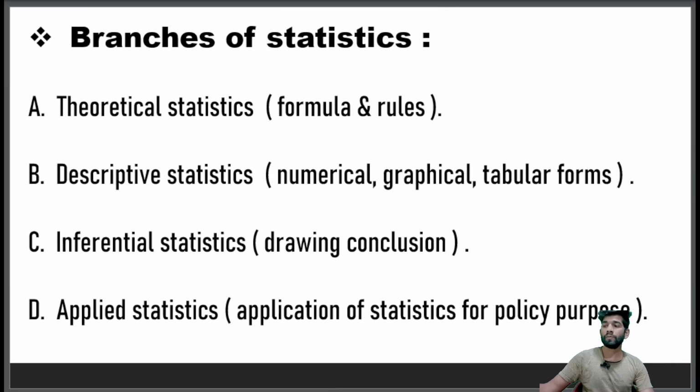Next, we can see the branches of statistics. The first one is theoretical statistics, which includes formulas and rules. The second one is descriptive statistics, which includes numerical, graphical, and tabular forms, meaning numbers, graphs, or tables. The third one is inferential statistics, in which we draw conclusions. The last one is applied statistics, the application of statistics for policy purposes.